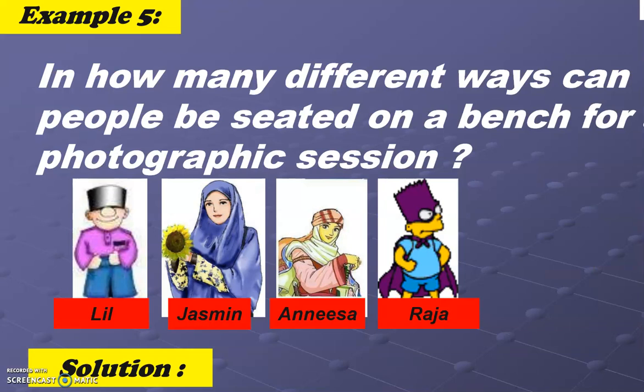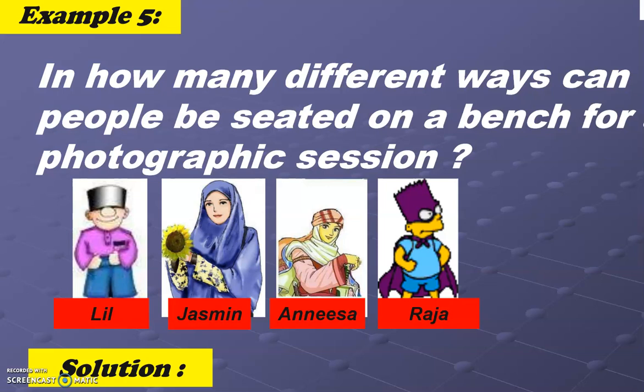In how many different ways can people be seated on a bench for photographic session? So, ada 4 orang dekat sini. Satu adalah Lil, yang kedua adalah Jasmine, yang ketiga adalah Anissa dan Raja. Okey, dia tidak cakap pun Raja mesti duduk kat paling kiri ataupun Jasmine kena duduk paling kanan. Kalau dia tidak sebut syarat itu, maksudnya ini adalah without restriction, tidak ada syarat.